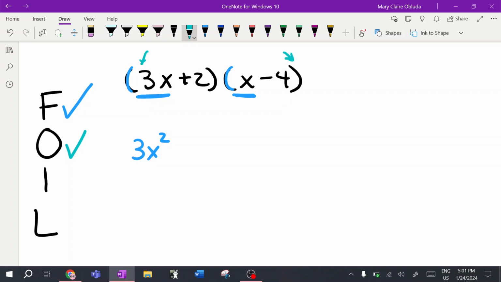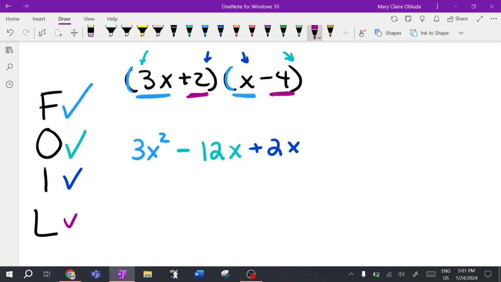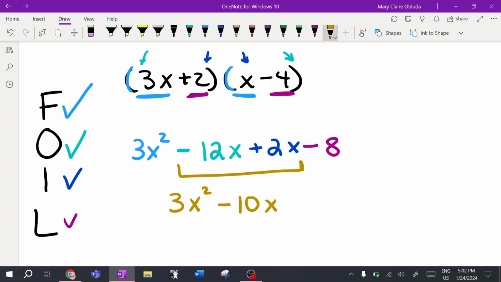3x and negative 4 are going to be our outer terms, so we get a negative 12x. Okay, let's get our inner terms. That's going to be 2 and x. So that's going to be plus 2x. And last terms, we get these last terms in both expressions, and we get negative 8. So if we want to go ahead and simplify that, we get 3x squared, and we combine our like terms in the middle here. We get minus 10x, because negative 12x plus 2x is negative 10x, minus 8. And that is our final answer there.